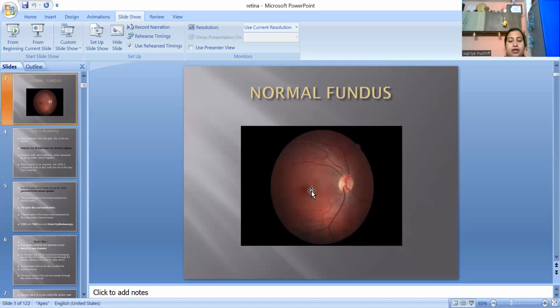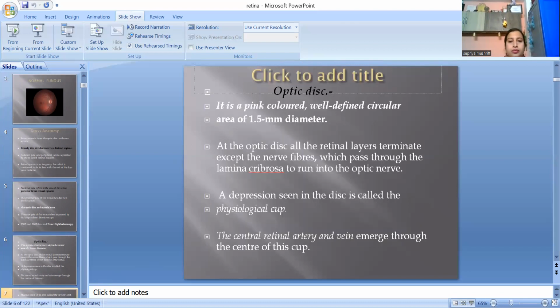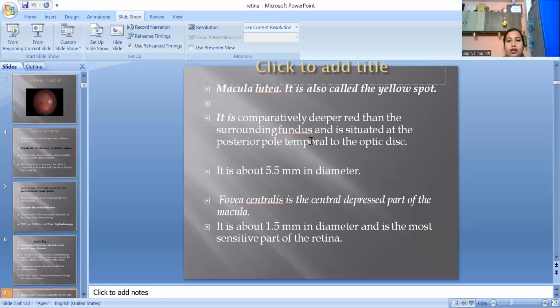It is deeper red in color as compared to the peripheral pinkish retina, and it is situated temporal to the optic disc. So macula lutea is comparatively deeper red than the surrounding fundus and is situated at the posterior pole, which is temporal to the optic disc. Now it is about 5.5 millimeter in diameter. Now the macula lutea again consists of various parts, which I will tell you in my upcoming slides.